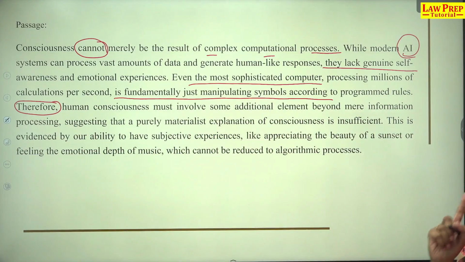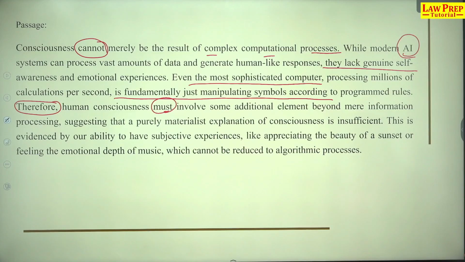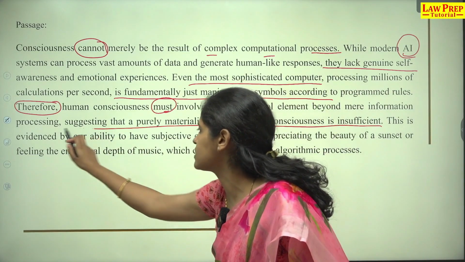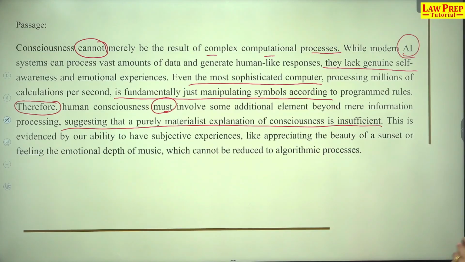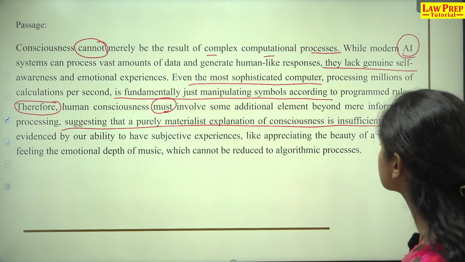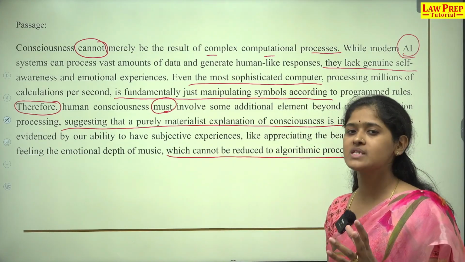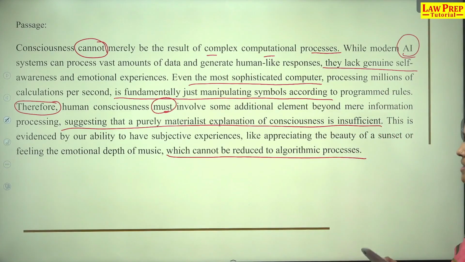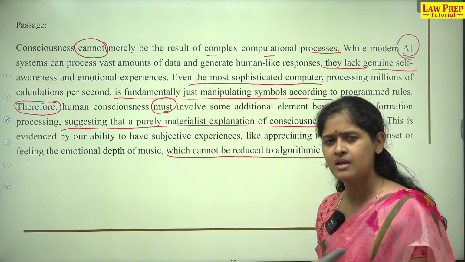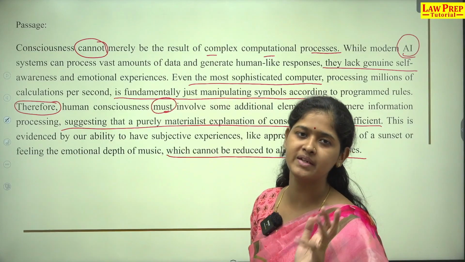human consciousness must involve some additional element beyond mere information processing, suggesting that a purely materialist explanation of consciousness is insufficient. Okay, this is the author's conclusion. This is evidenced by our ability to have subjective experiences like appreciating the beauty of a sunset or feeling the emotional depth of music, which cannot be reduced to algorithmic processes. The difference between machines and humans is that humans are doing what? You can feel things, you can appreciate things, you have subjective experiences. You are processing information, you are doing things, but you have subjectivity as well.